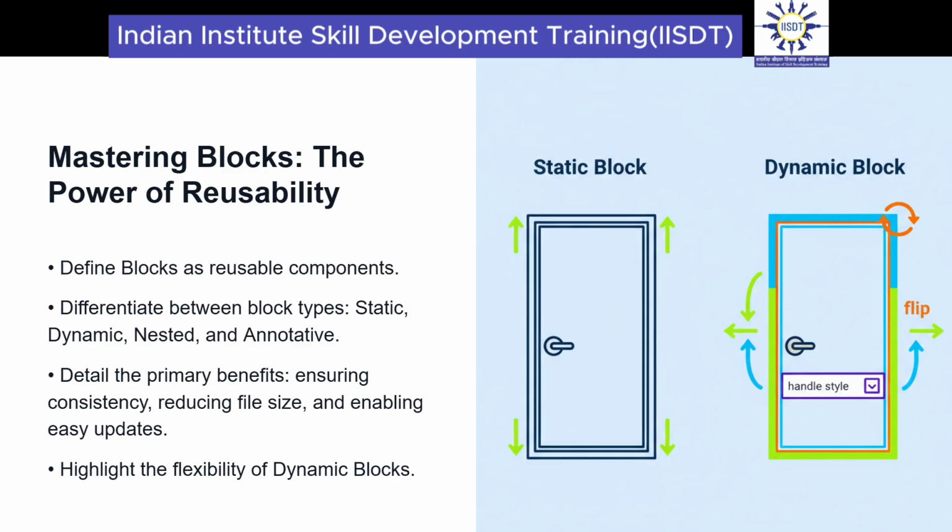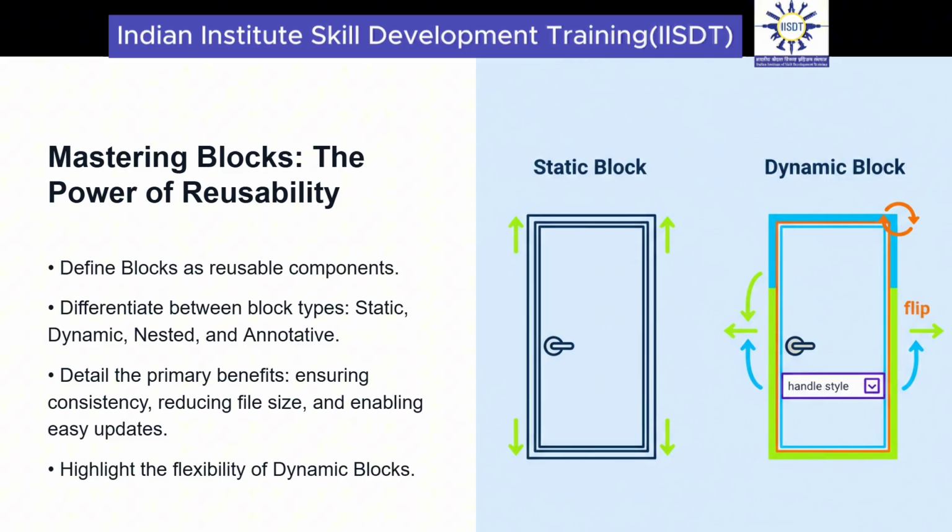Annotative blocks are a special type that automatically adjusts its size based on the drawing's annotation scale, ensuring text and symbols are always readable. The real game changer, however, is the dynamic block. These are intelligent blocks with built-in parameters and actions, allowing you to modify them in place without creating a new block. Imagine a single door block that you can stretch to different widths, flip its swing direction, and choose from different handle styles, all on the fly.